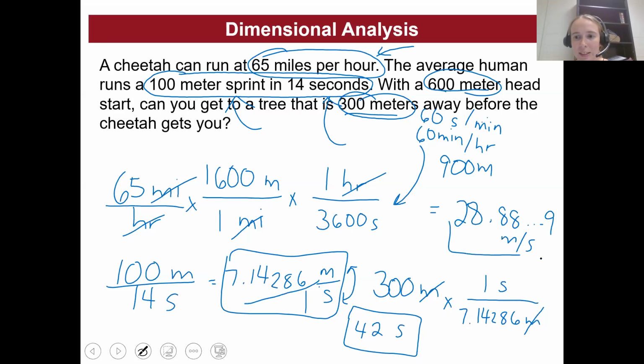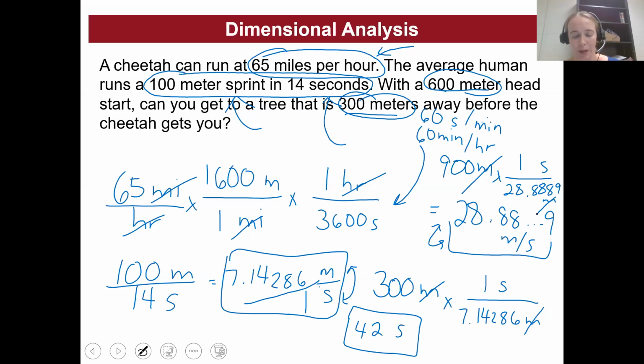And this is the cheetah speed. And we're going to say that's over 1 second, and we're going to flip it again, just like we did for the human. So that's going to be 28.888889 meters in 1 second. Meters are going to cancel out. It'll be 900 on top and 28.888888 whatever 9 on the bottom. So let's divide that.